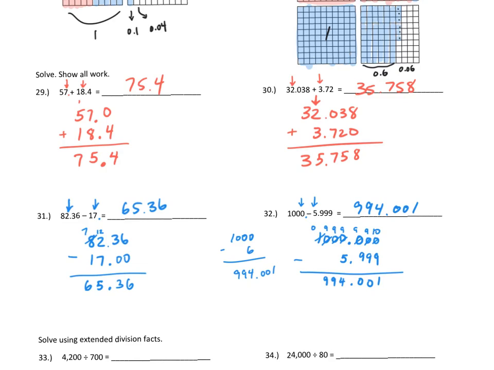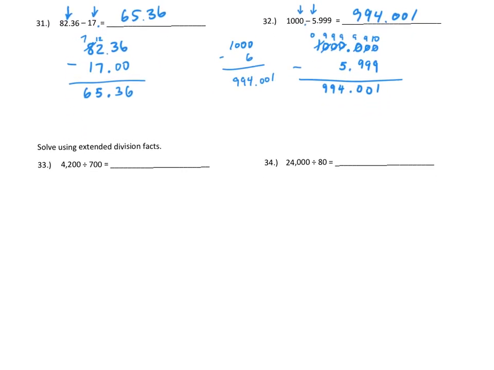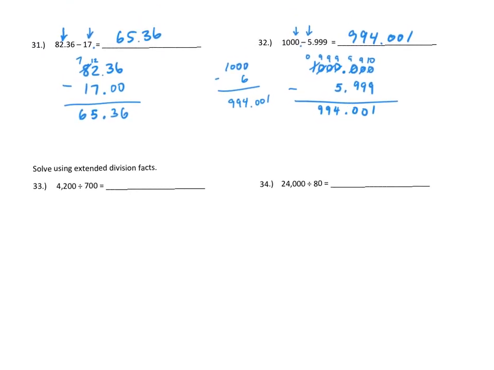I'm going to scroll up again for number 33 and 34. It says solve using extended division facts. So I'm going to do 42 divided by 7, which is 6. These zeros represent tens. 10 divided by 10 is 1, so that cancels out. And 10 divided by 10 is 1. That cancels out, so I have a final answer of 6. Can always go backwards and check. 6 times 700 should be equal to 4,200. 42 with 1, 2 tens, it is.